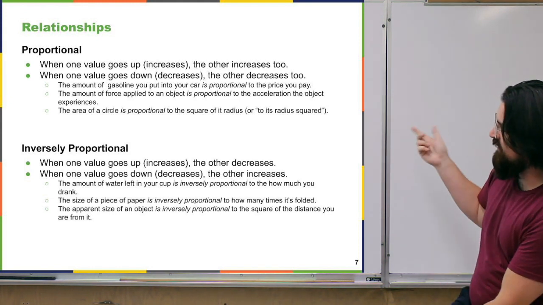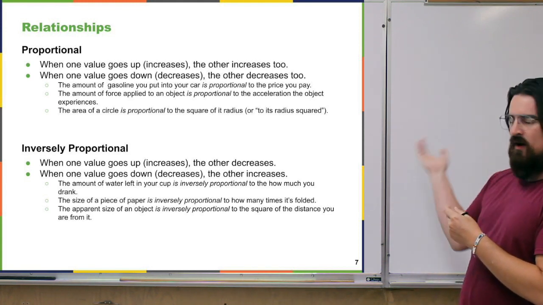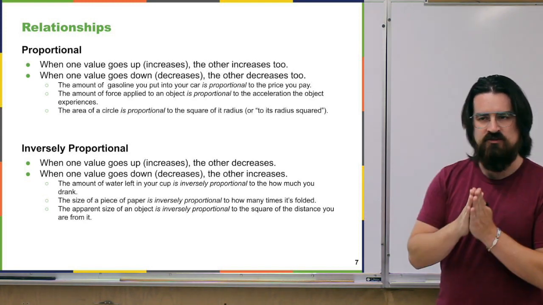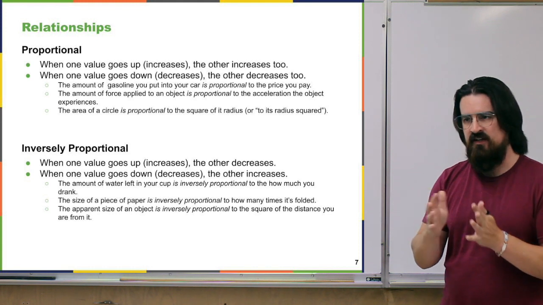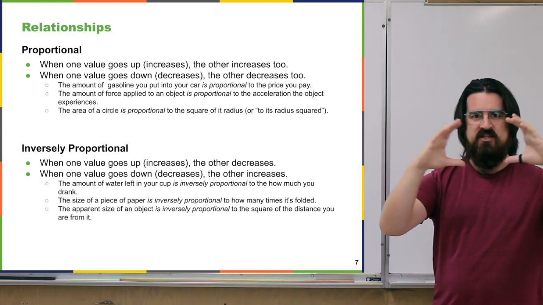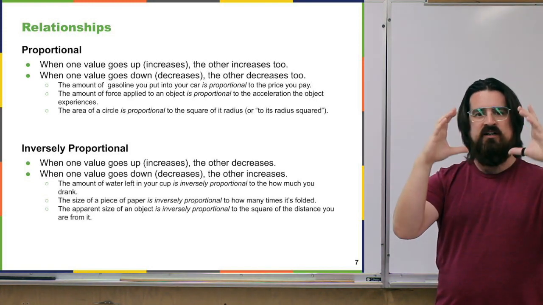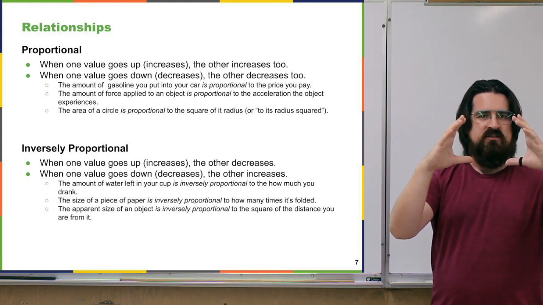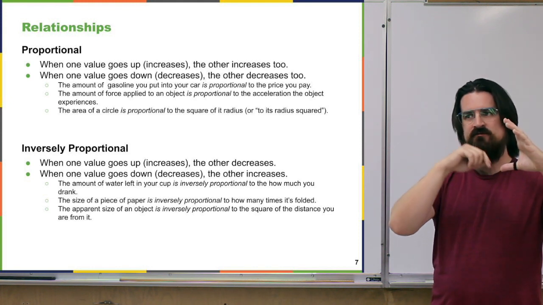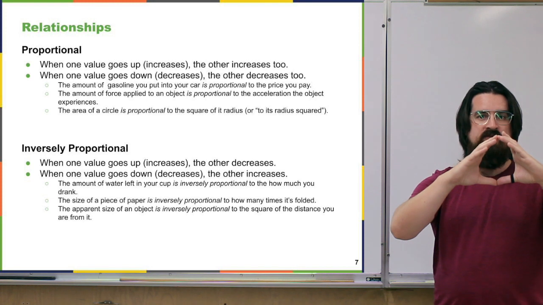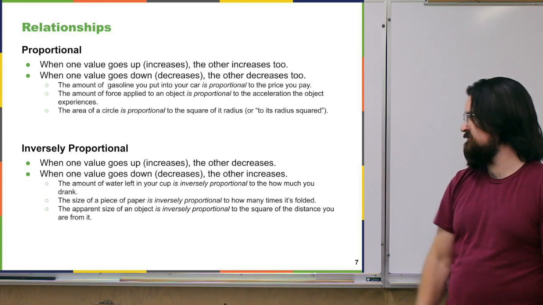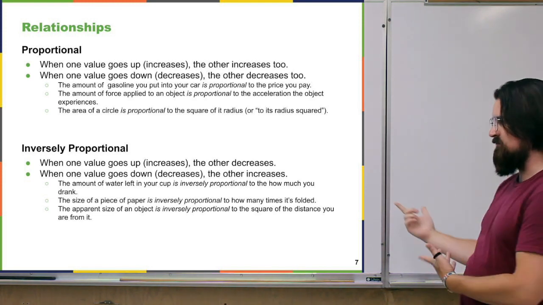So this last example is the area of a circle is proportional to the square of its radius. Or you could say it's proportional to its radius squared. Meaning that if you increase the radius, the distance from the center to the edge of the circle, the area increases, but it actually increases as the square of the radius. So if you increase the radius by a factor of 2, the area will have increased by a factor of 2 squared, or 4. You increase the radius by a factor of 5, the area will have increased by a factor of 5 squared, 25.